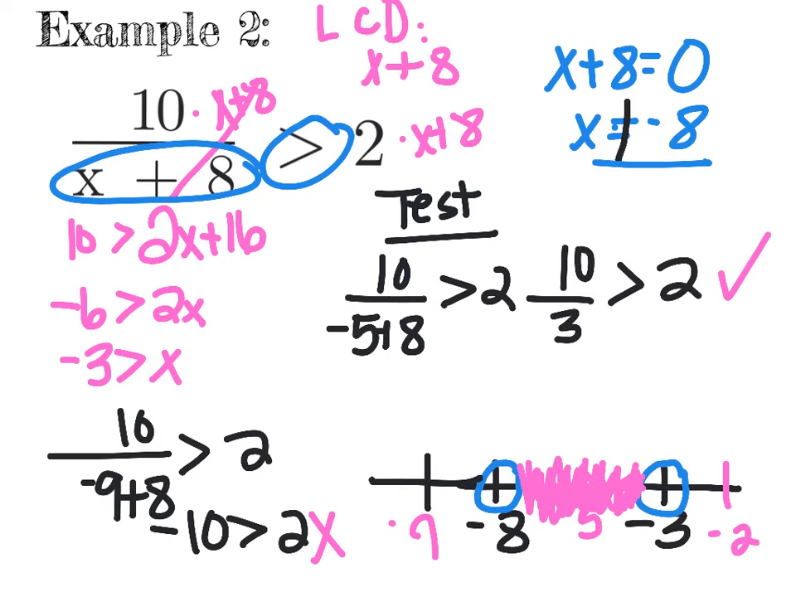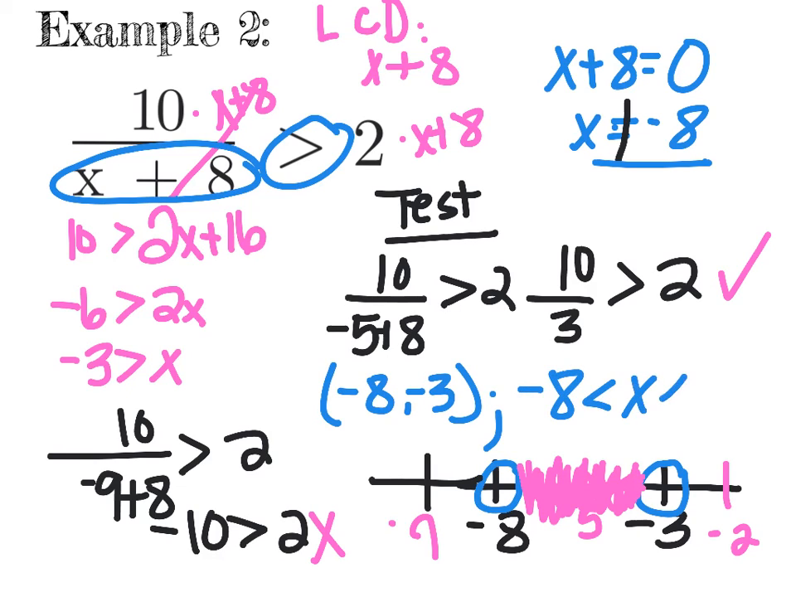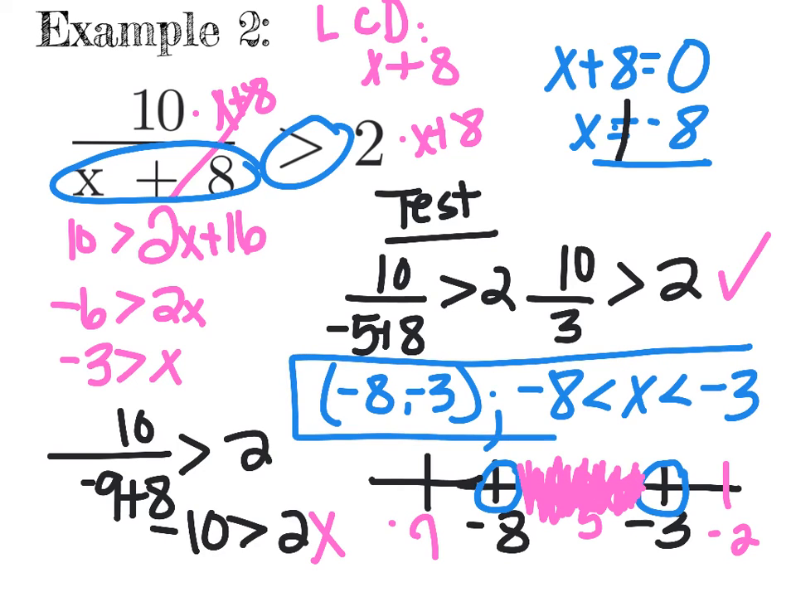So now let's write it as an interval notation or as an inequality. Interval notation would be pretty easy, which would just be parentheses, negative 8, comma, negative 3. When you're writing your interval notation or your inequality, you must read the graph, your number line, from left to right. So you can write it this way, or you can write it as an inequality, which would say negative 8 is less than x, which is also less than negative 3. So you can write it either way, and it will be correct.